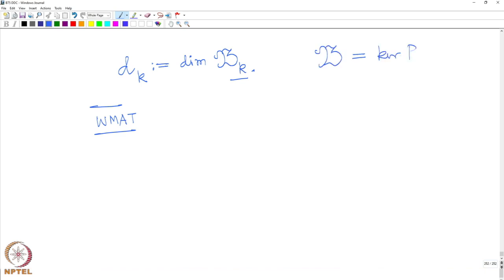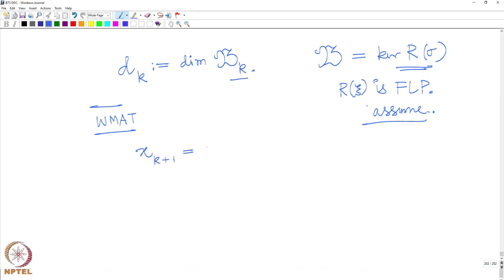So, we are going to assume that our behavior B to start with is controllable. There is some underlying R(σ) which generates this B as its kernel. So, this R(σ) is such that R(ξ) is factor left prime, we assume that. This is factor left prime, so controllable. So, a controllable behavior which is given by a state space representation which is minimal. So, it is controllable and observable: x(k+1) = A x(k) + B u(k) and y(k) = C x(k) + D u(k).